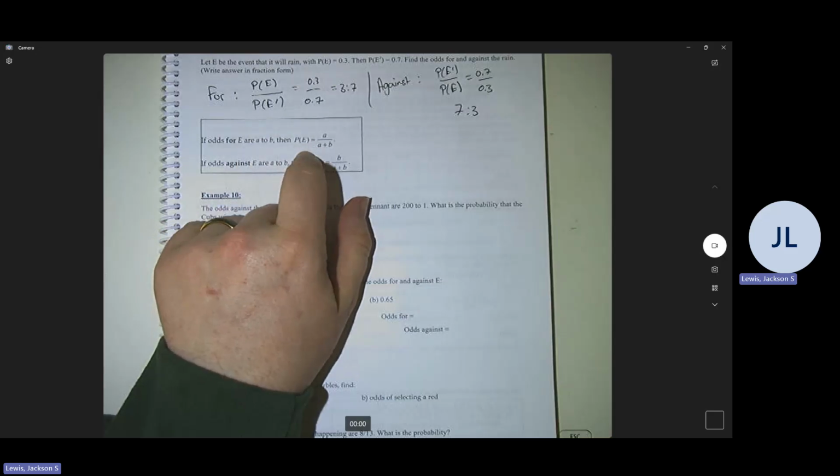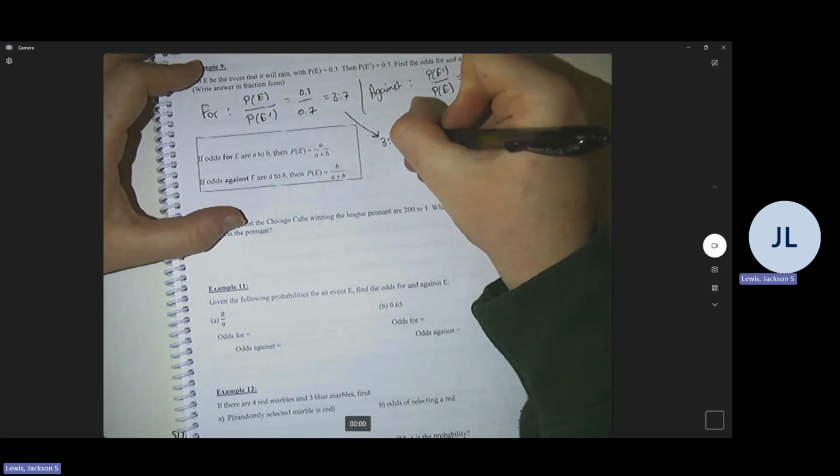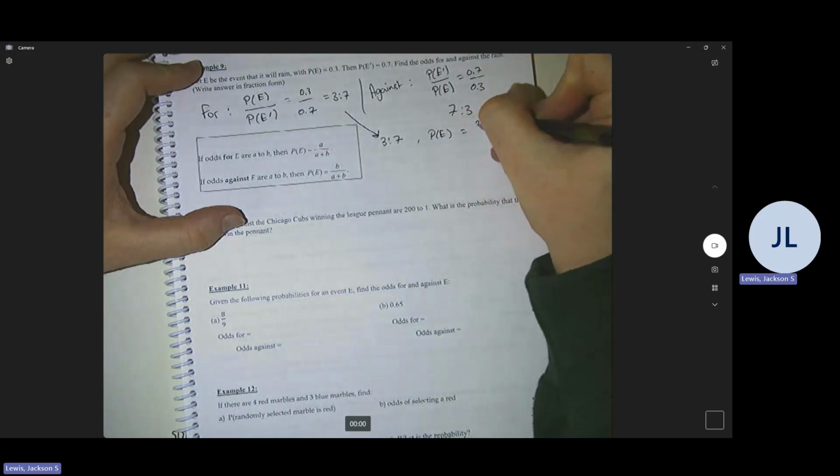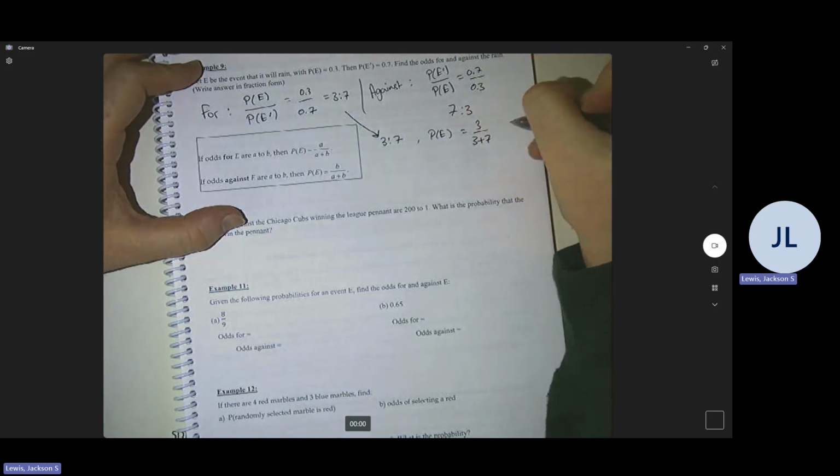If the odds for E are A to B, then the probability of E is A over A plus B. So for example, with this, the odds were 3 to 7. So the probability of E is 3 over 3 plus 7. 3 over 10 is 0.3. I could also flip it around and do the same thing to get the probability against.